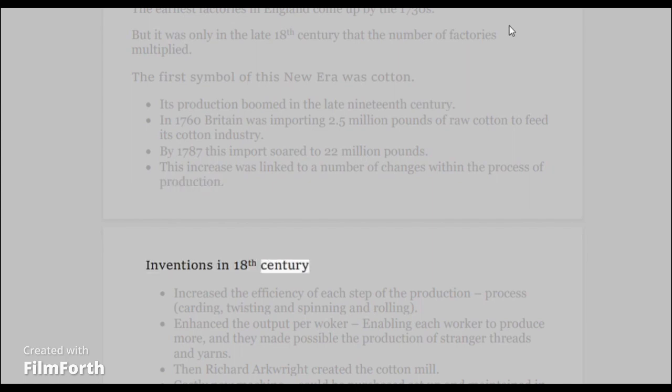Inventions in the 18th century increased the efficiency of each step of the production process: carding, twisting and spinning, and rolling. They enhanced the output per worker, enabling each worker to produce more, and they made possible the production of stronger threads and yarns. Then Richard Arkwright created the cotton mill.